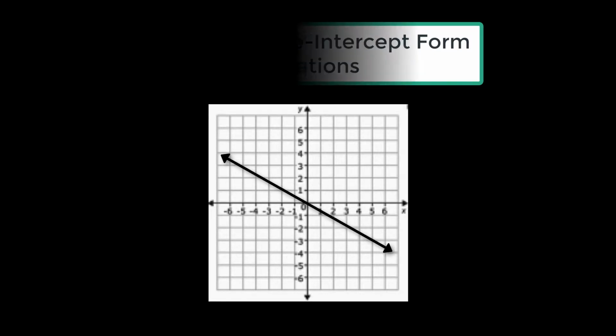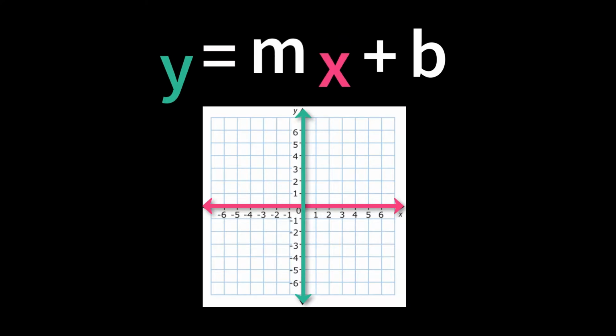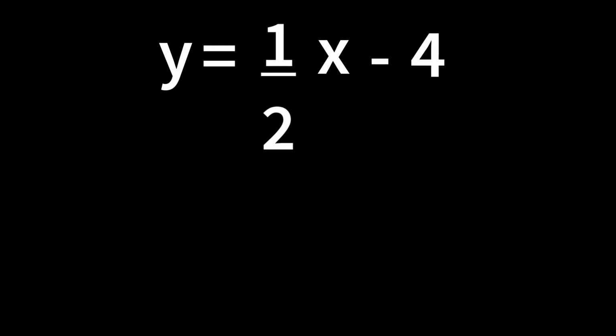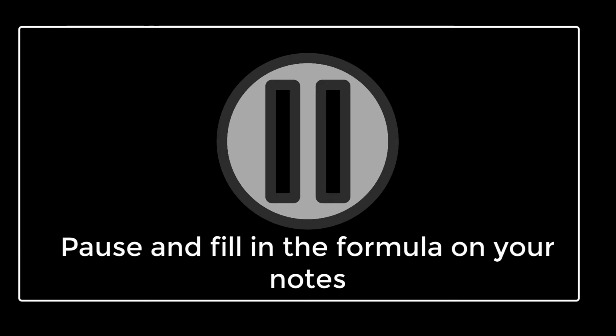The slope-intercept formula is y equals mx plus b. In this formula, x and y represent the x and y of the coordinate grid, which are the input and the output values. The m and b are variables that are actually replaced by numbers. These numbers can be positive, negative, 0, even decimals or fractions. Please pause this video right now and make sure that you have the formula written on your paper.